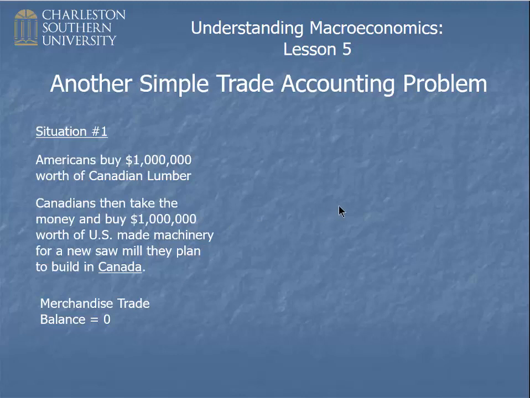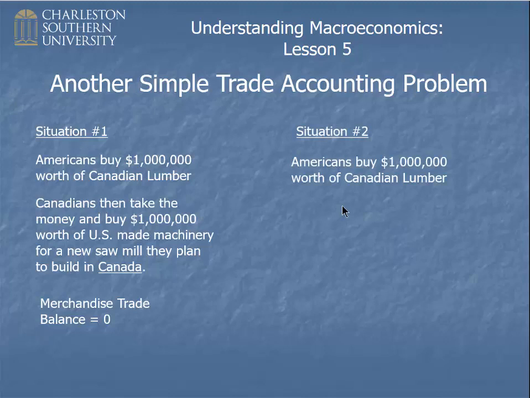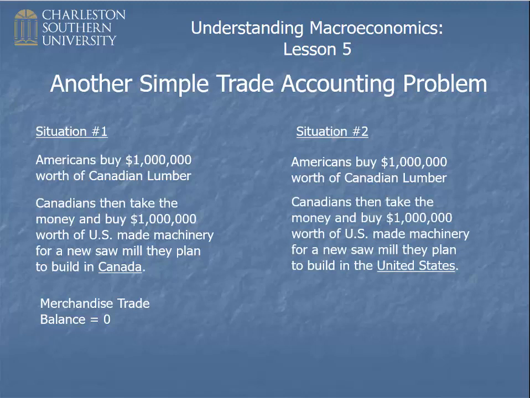Now I'm going to tell the same story again, but I'm just going to change it ever so slightly. Let's imagine again that Americans buy $1 million worth of Canadian lumber. So that's an import, right? Then Canadians take the money and they buy $1 million worth of U.S. made machinery, just like they did before, for a new sawmill that they plan to build. Now they plan to build it in the United States instead of in Canada. So since they're going to build a sawmill in the United States, the $1 million in machinery doesn't leave our country. It stays in our country.